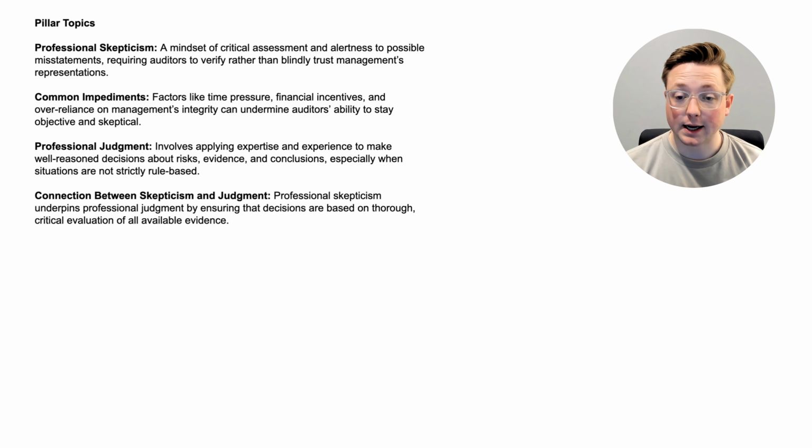Then there's professional judgment. This involves applying expertise and experience to make well-reasoned decisions about risks, evidence, and conclusions, especially when situations are not strictly rule-based. And then finally, of course, there is a connection between skepticism and judgment. Professional skepticism underpins professional judgment by ensuring that decisions are based on thorough, critical evaluation of all available evidence, and then you can make your judgment based on that. So with all that, we learned a lot about professional skepticism and what impedes it, and we also learned a little bit about professional judgment, and that is it for this video.